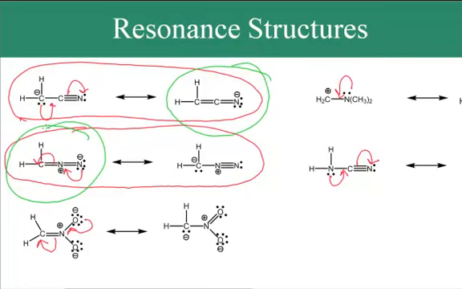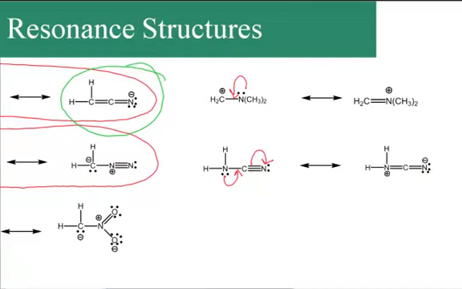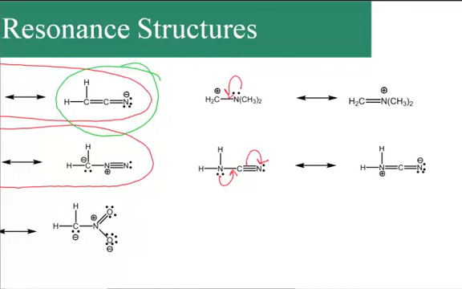The first structure has a negative charge on the nitrogen, whereas the second structure has a negative charge on the carbon. If we consider our third set of resonance structures, I can say that this one is the major contributor to the resonance hybrid for the very same reason. Negative charge on oxygen as opposed to carbon. Let's have a look at our other resonance structures.